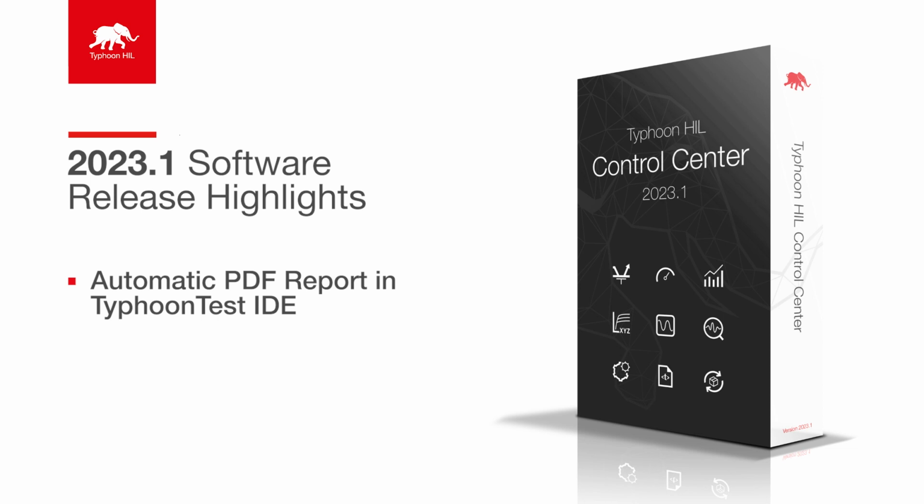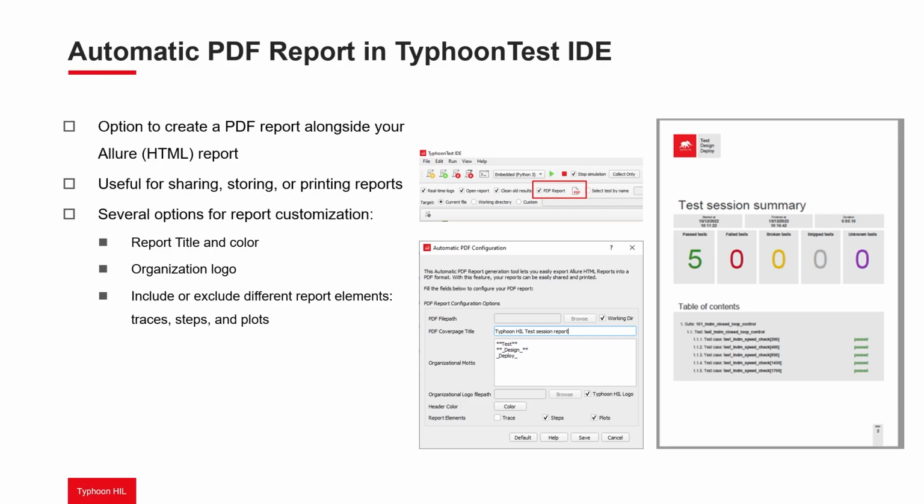In this video, we will take a look at Automatic PDF Report, which is a new feature available with the 2023.1 release of Typhoon Hill Control Center. Previously, Typhoon test reports were only available in HTML format. The Automatic PDF Report Generation tool lets you easily export or load reports into PDF format. This means that tests are now more portable and easier to share and print. Let's see how we can use this feature.